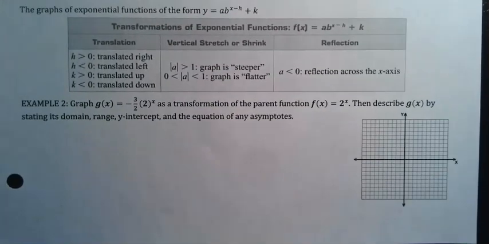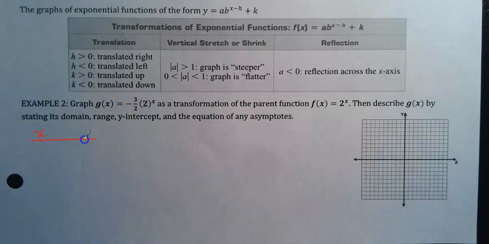Okay, example 2. We're going to graph g of x equals negative 3 over 2 times 2 to the power of x as a transformation of the parent function f of x equals 2 to the power of x. Then describe g of x by stating its domain, range, y-intercept, and the equation of any asymptotes.